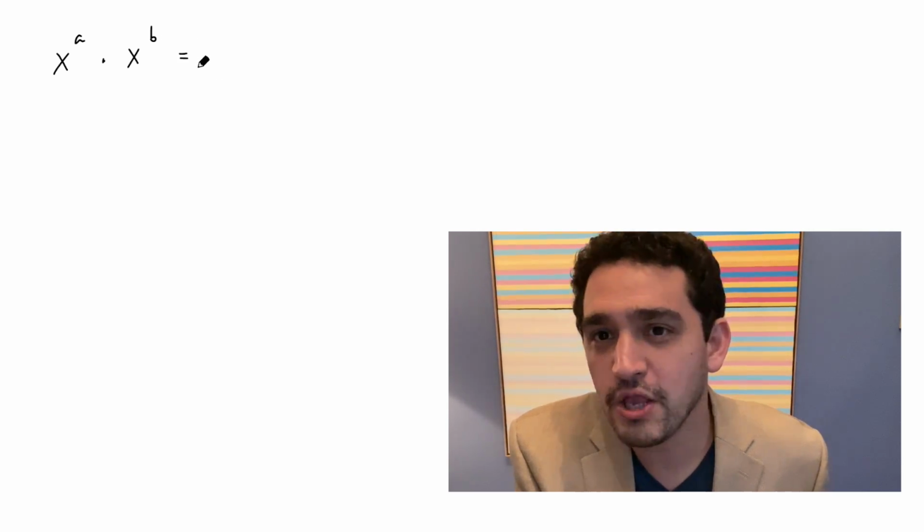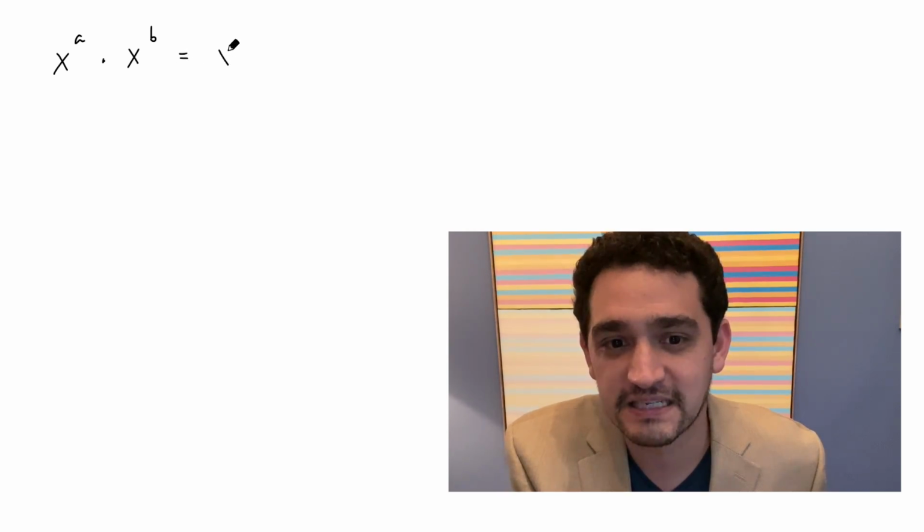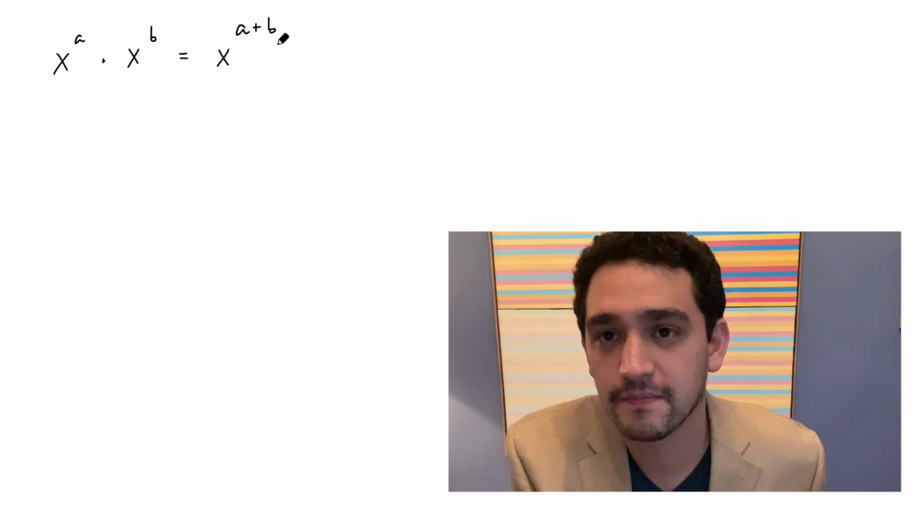Let's say you're multiplying two exponents: x to the power of A times x to the power of B. When you do that, you keep the base, but you add the powers. This becomes x to the power of A plus B.